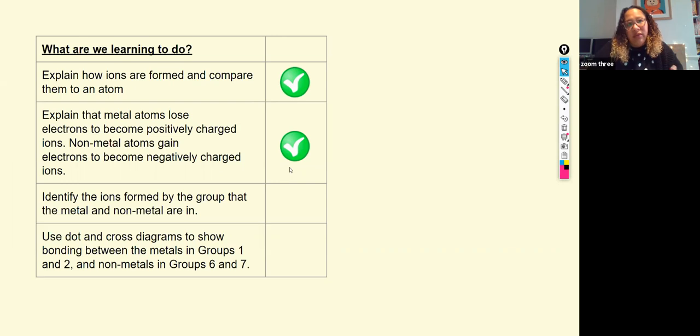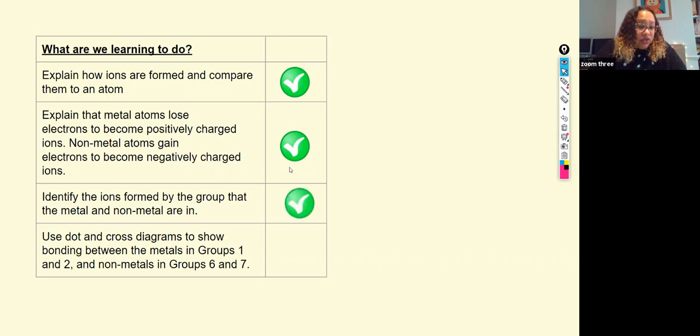In group 1 you've got things like potassium. They're going to form +1 because they're in group 1. Group 2 is going to lose 2, so it's going to form a 2+ ion. Conversely, group 6 are going to gain 2, so they're going to be 2-, and group 7 are going to gain 1, so they'll be 1-. Okay, so your metals are your pluses, and your non-metals are your minuses.